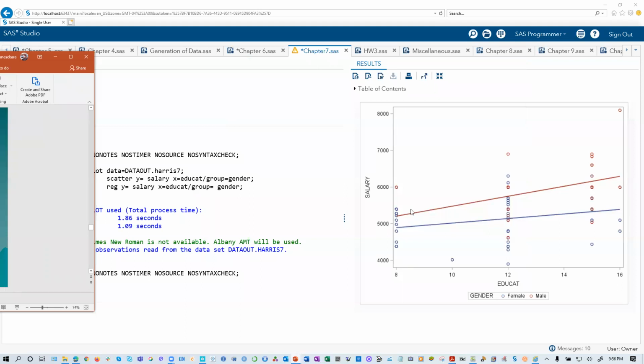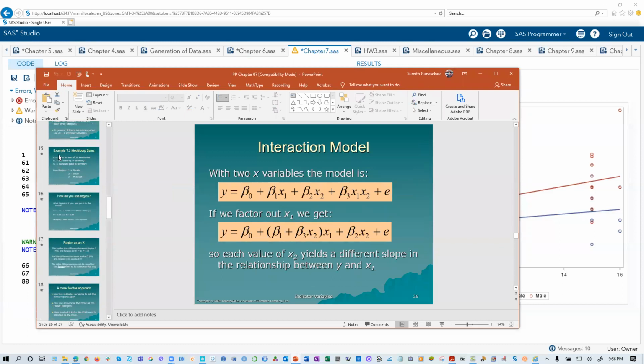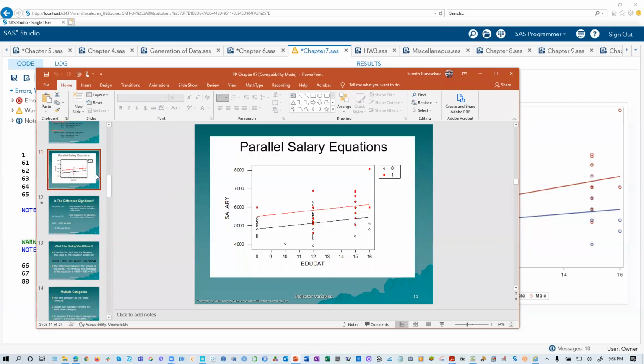Earlier, not like that. They both had the same rate of change in this case. If you go to the beginning, the way that they have, look at 8 years of education, males and females. I'm not talking about the salary differences. I'm talking about the rate of change. How their salaries change is the same. The rates of change are the same.